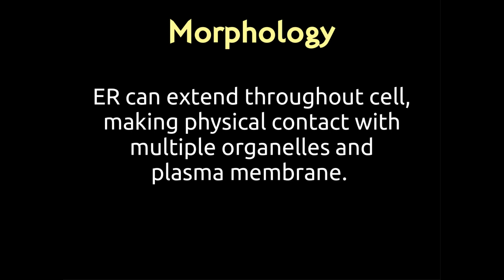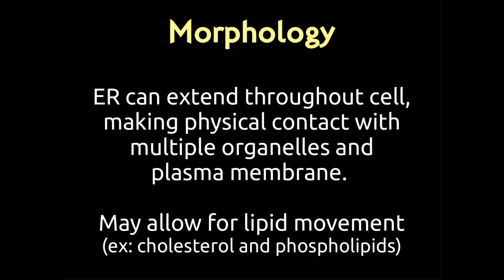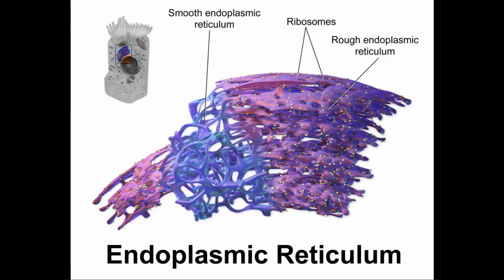So, just in general, the endoplasmic reticulum can extend throughout the cell, and it makes physical contacts with multiple other organelles and the plasma membrane. And this could allow for lipid movement throughout the cell. Remember that the cytosol is an aqueous environment, and therefore lipids are not going to have a super easy time moving through that, especially in some directed manner. However, the lumen of the endoplasmic reticulum is somewhat more conducive for that, and so this could allow for some of that lipid movement.